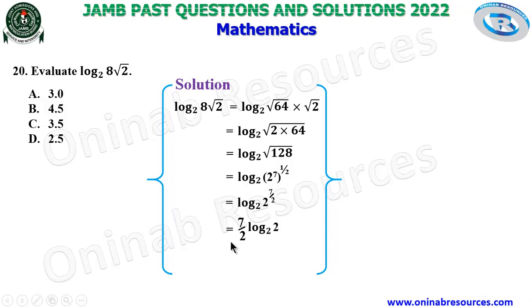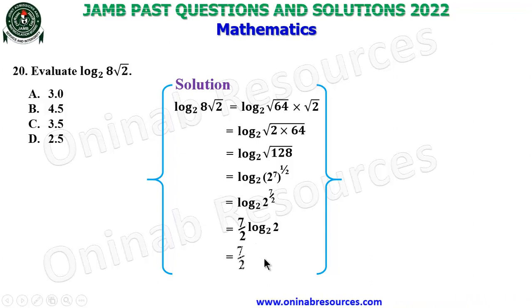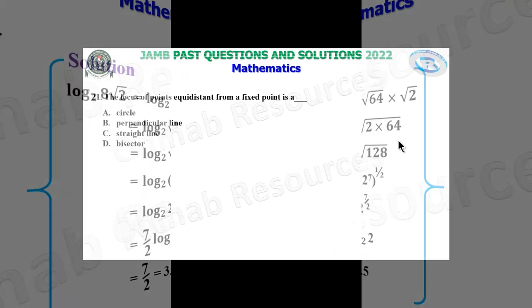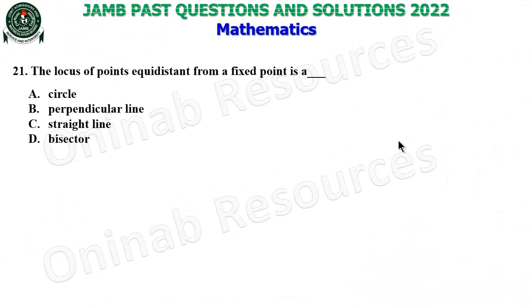Log 2 base 2 is 1. So our final answer is 7 over 2, which is 3.5. And that gives option C. So that's all for problem 20. We then go to problem 21.